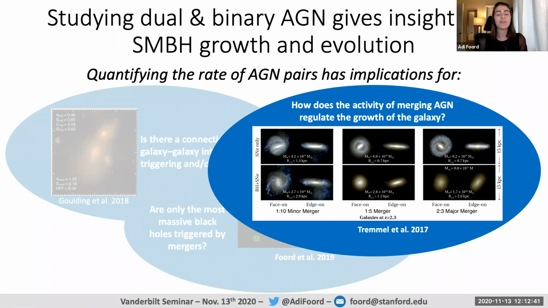So you can see that without an AGN, the resultant galaxy doesn't really seem to care about its merger history. While when you had two AGN, the resultant galaxy looks different in each mass ratio case. And for the major mergers, the resultant galaxy has ceased all star formation and has kind of become this red and dead elliptical galaxy. So as we start to expand the known population of dual AGN, we can start to try to answer these questions.